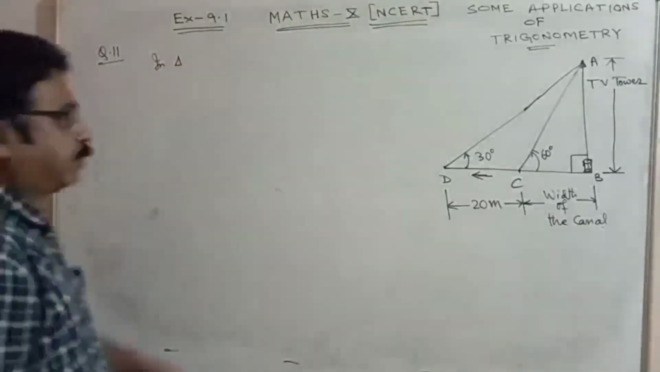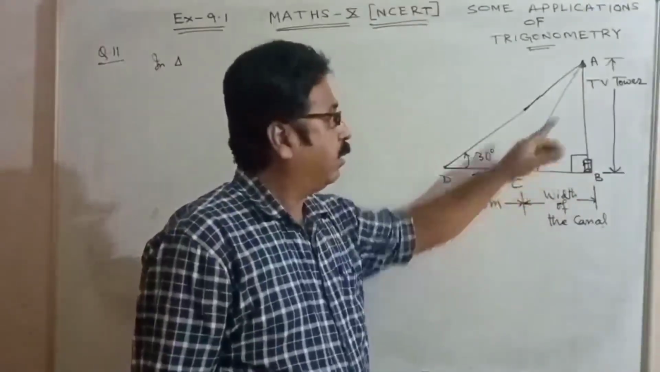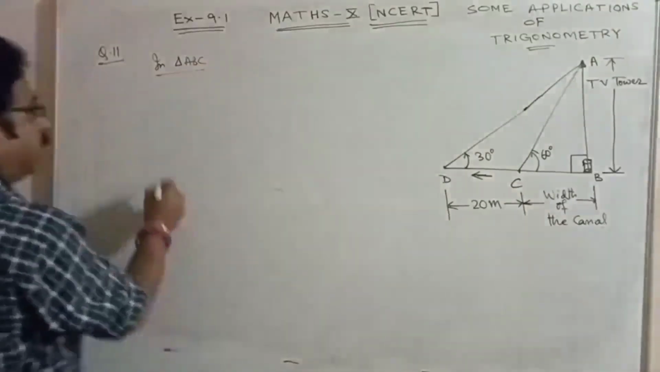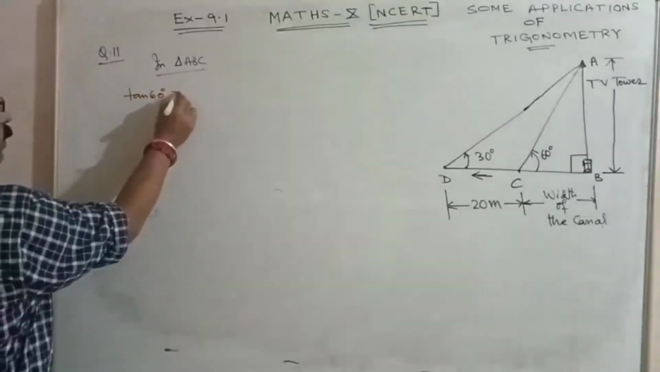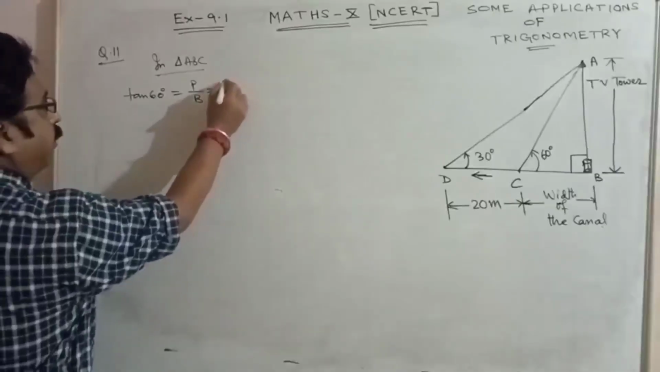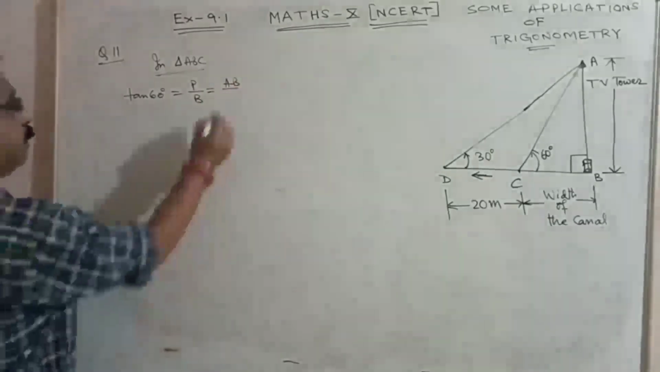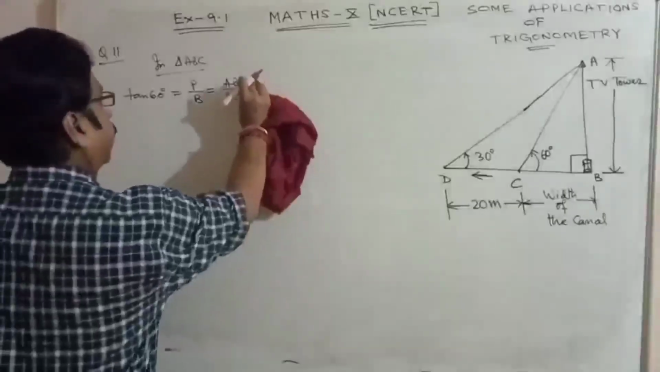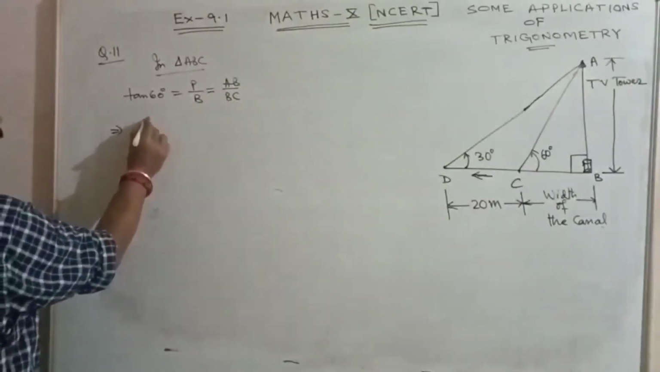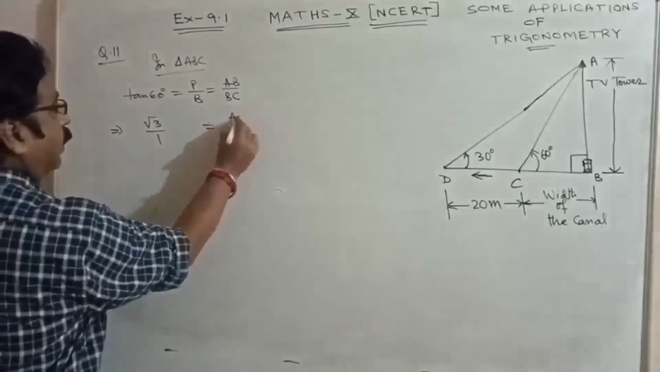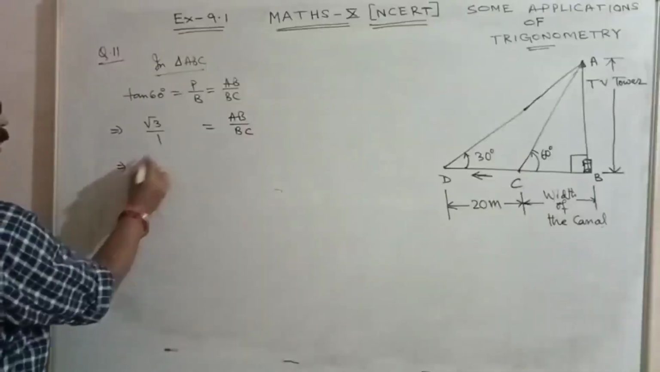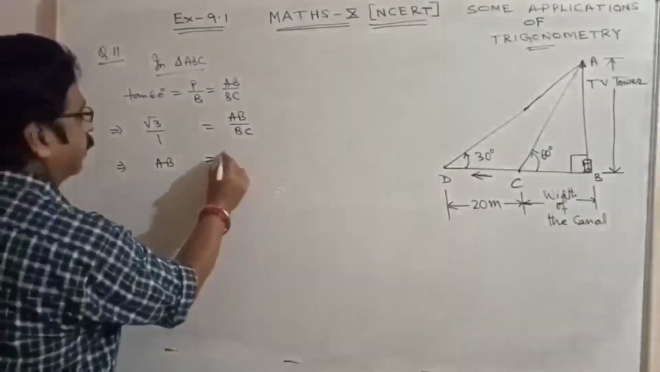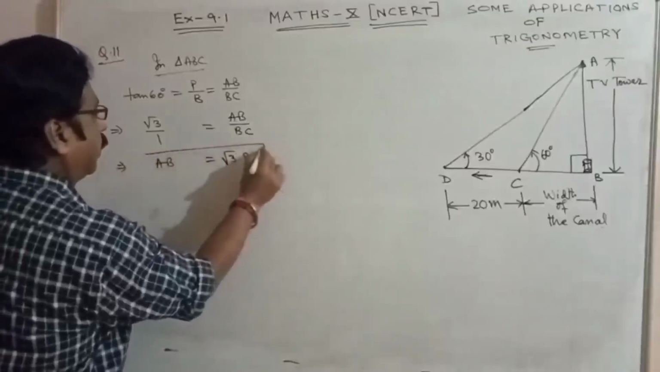In triangle ABC, perpendicular is AB, base is BC. Tan 60 degree is perpendicular upon base. Perpendicular is AB, base is BC. AB and BC both are unknown. Tan 60 is root 3. We can write root 3 upon 1 equals AB upon BC. Cross multiplication, AB into 1 means AB, it is root 3 BC. We got this.